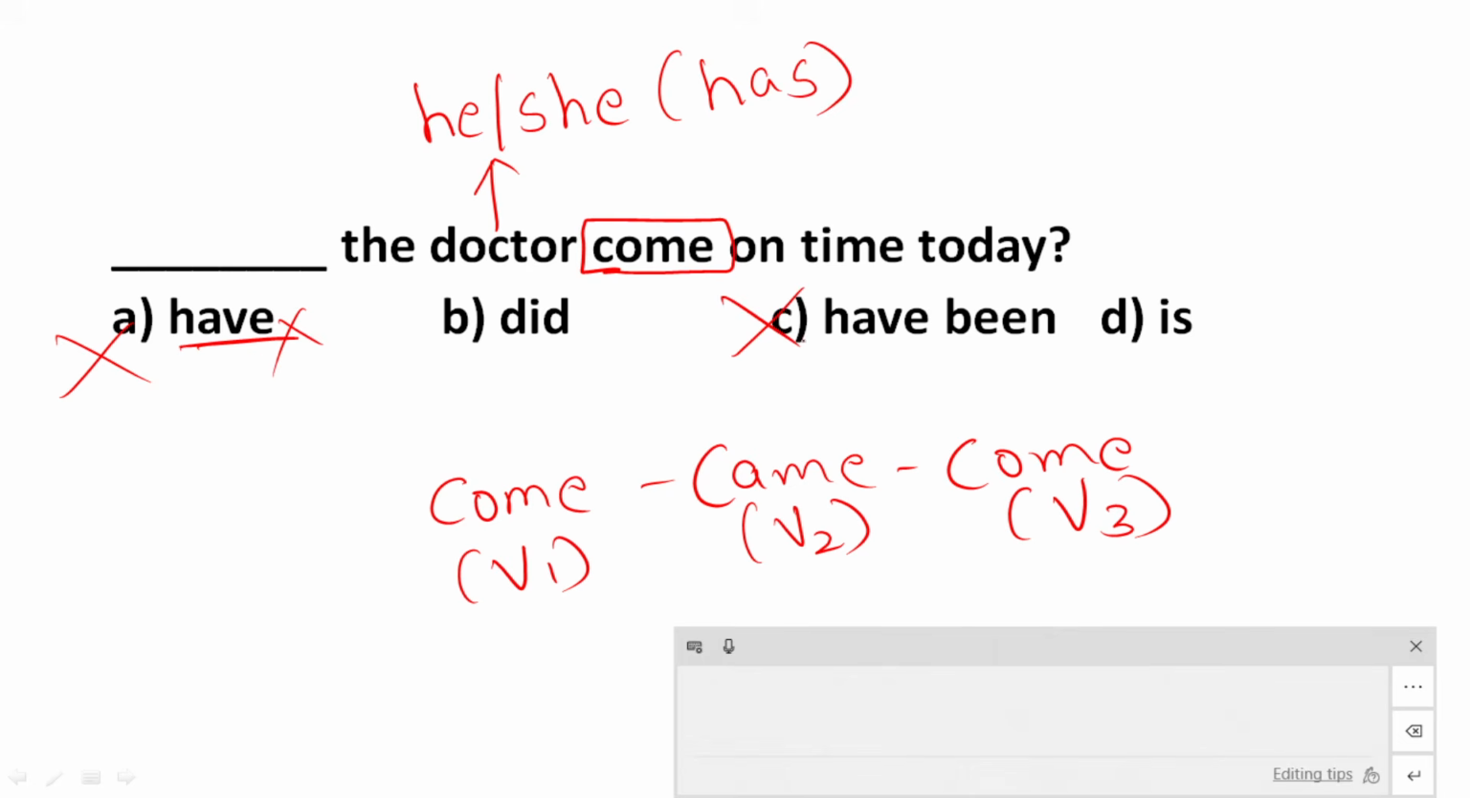Now naturally C option also no way, because have. Now if I want to use is, the verb that is required is ing form. So naturally option B is the right option. Did the doctor come on time today?